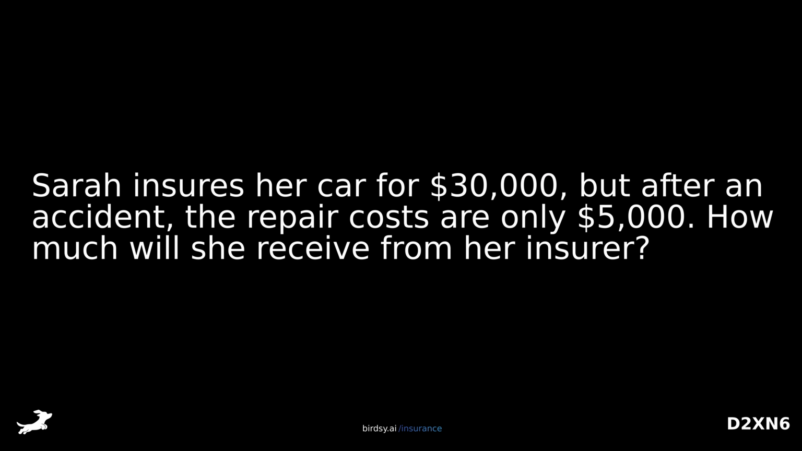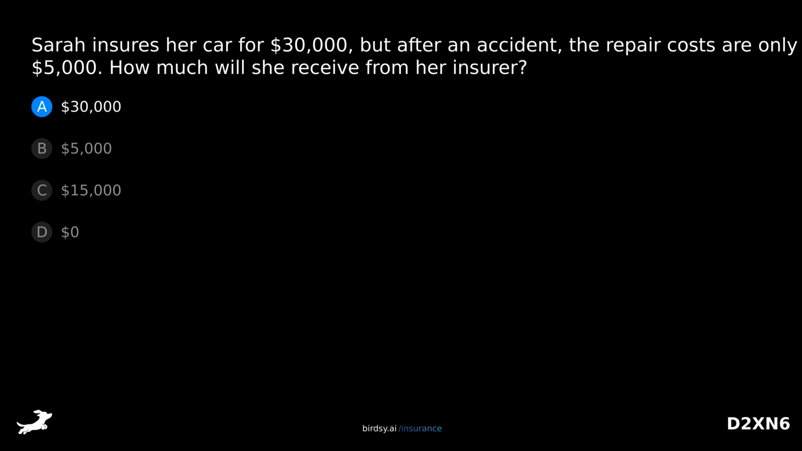Sarah insures her car for $30,000, but after an accident, the repair costs are only $5,000. How much will she receive from her insurer? Is it A, $30,000, B, $5,000, C, $15,000, or D, $0? The answer is B, $5,000.